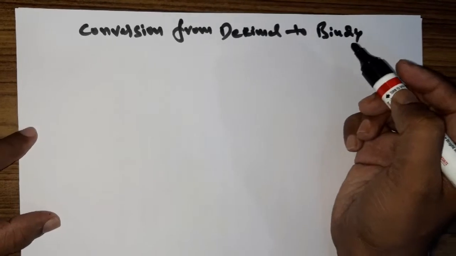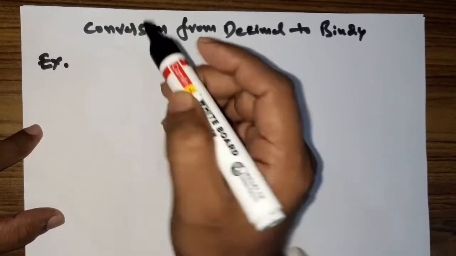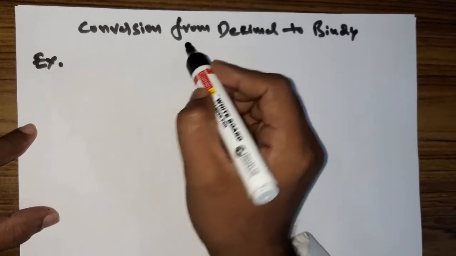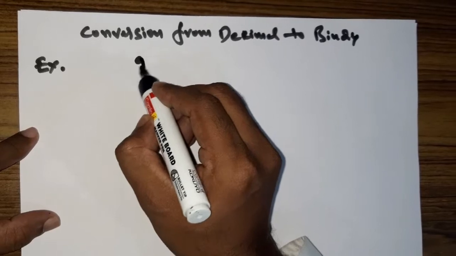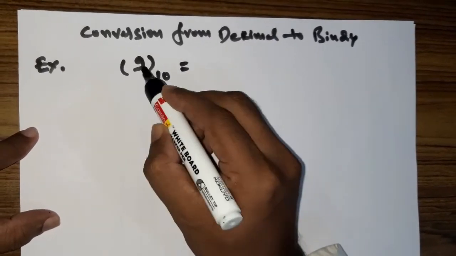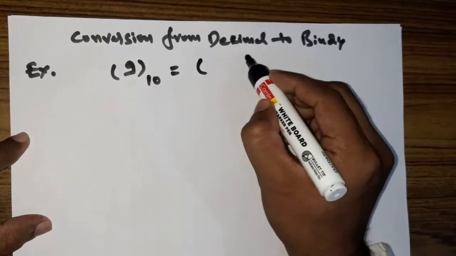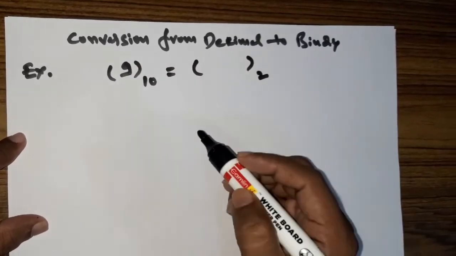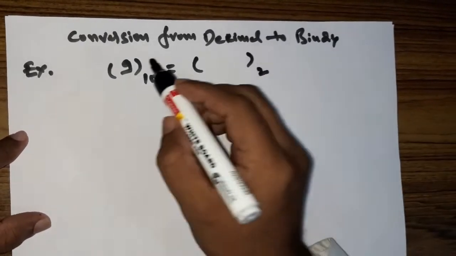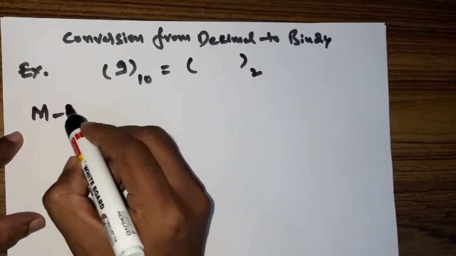So, for example, let me take an example here. To better understand, I am taking a single-digit decimal number, like 9, and the base is 10. By this we can understand that this is a decimal number. This number we have to convert into a binary number. There are two methods for conversion from decimal to binary. We will go with method 1.